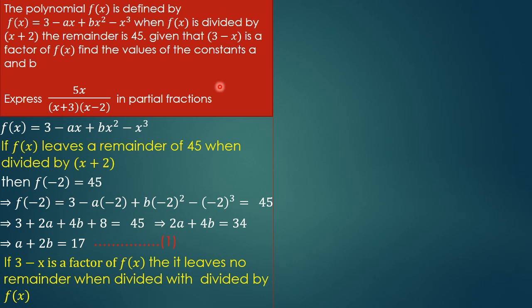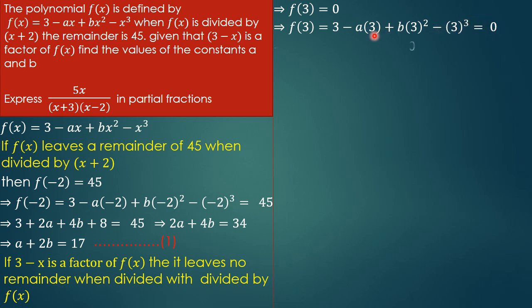Let's take note that if the question tells you that it's a factor, that therefore means that it leaves no remainder when divided by 3 minus x. Or better still, the interpretation of this statement means that f of 3 has to be equal to 0. That is, when you take 3 minus x and equate it to 0, we have f of 3 equal to 0. So we come into our polynomial and substitute all of the x's with 3 and equate it to 0. So we have f of 3, which is 3 minus a, our x is 3, plus b into 3 squared minus 3 cubed, equal to 0.